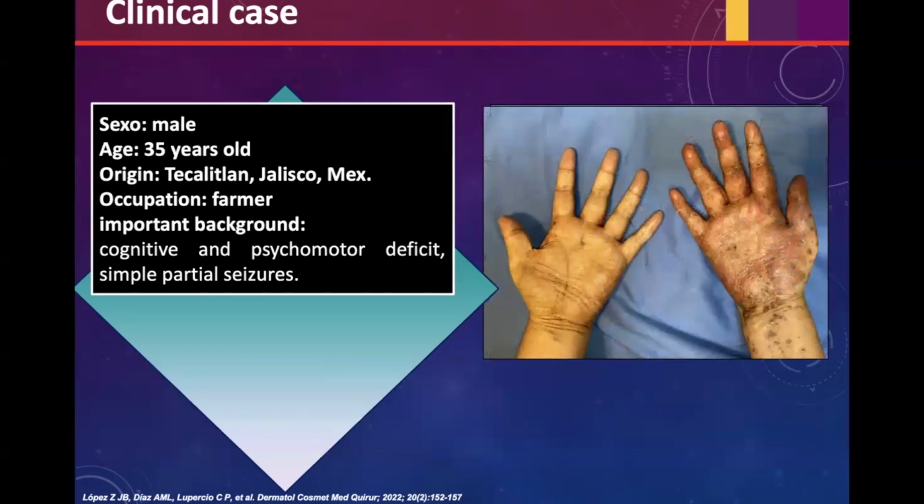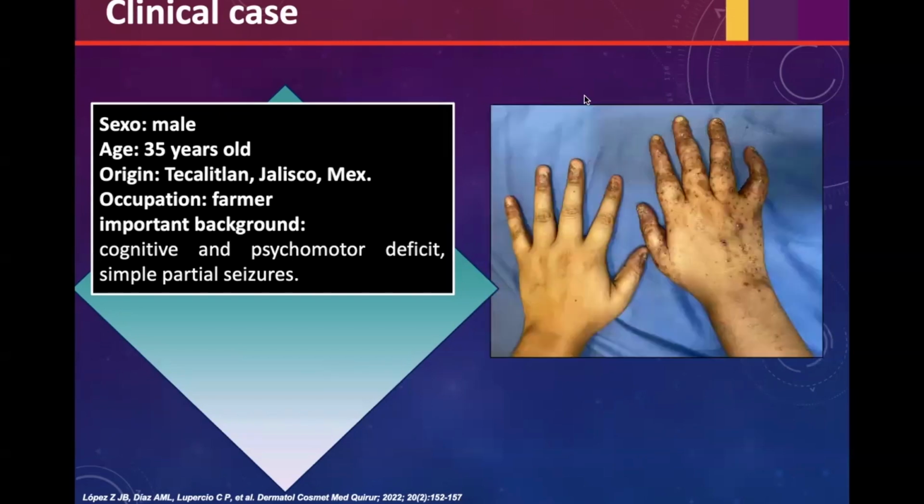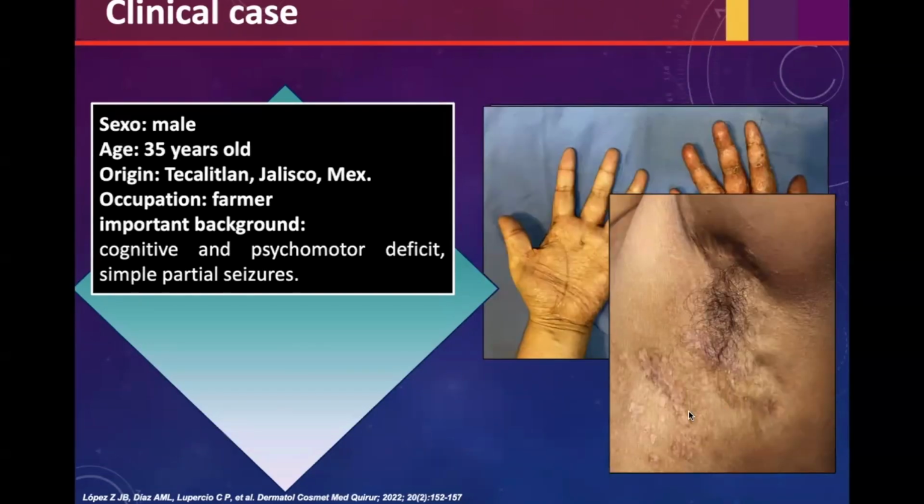We can see these papules that convert to form erythematous scaly plaques, total nail dystrophy, and xanthonychia. As we can see here, whitish areas and atrophy in the axillary area. As an important background, the patient has cognitive and psychomotor deficit and simple partial seizures. The patient was also receiving magnesium valproate and had a surgery for a rib fracture at 24 years old.